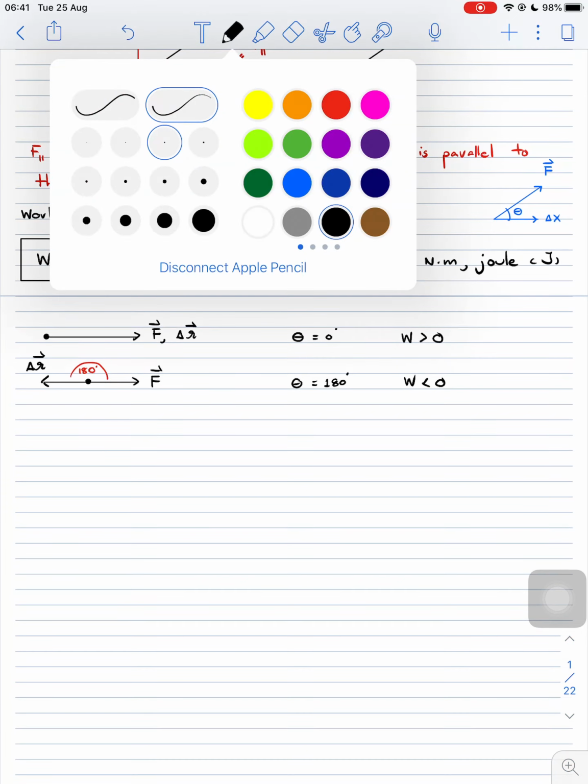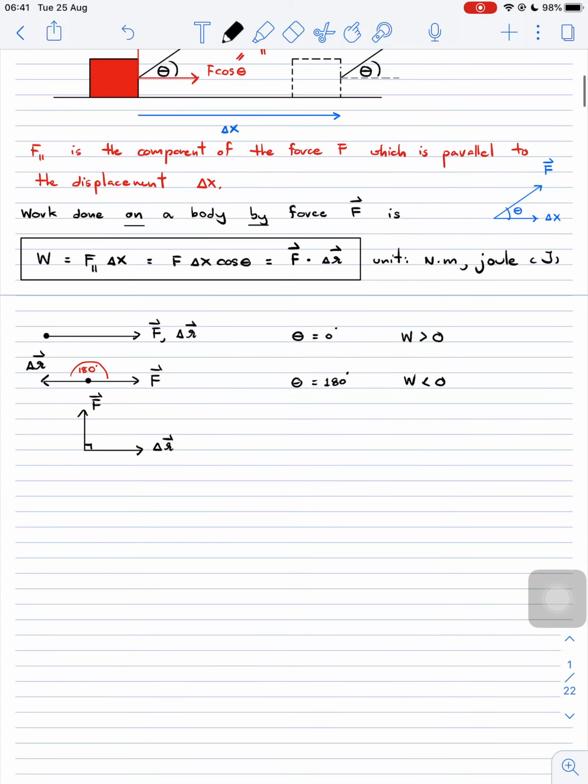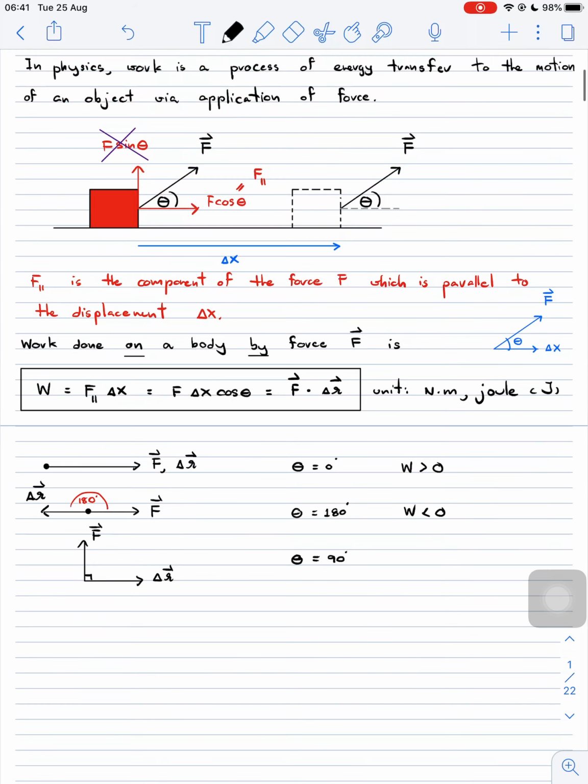The last one, if the force F is perpendicular to the displacement, then in this case the theta, the angle between the force F and the displacement, equals 90 degrees. Then cosine 90 equals 0, then we have the work done equal to 0 as well.